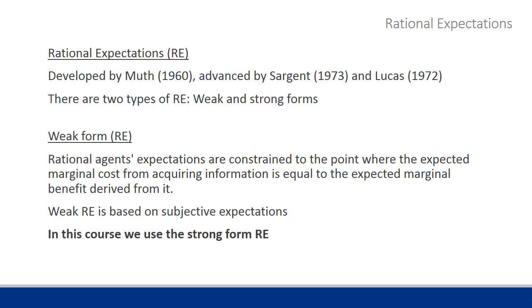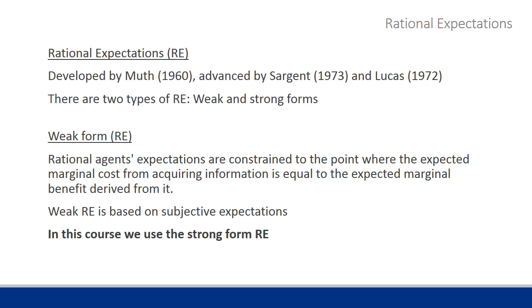We now discuss rational expectations, or RE. It was developed by Muth in 1960 and used further in economic modelling by Sargent and Wallace in 1973 and Lucas in 1972, who came up with a surprise type Lucas aggregate supply equation. So there are two types of rational expectations, weak and strong forms. And in this course we'll be using strong form rational expectations.